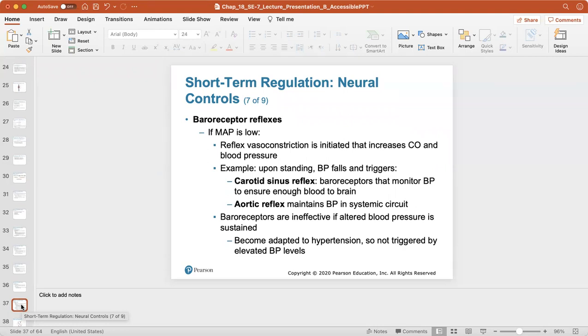So for example, when you stand up really fast, your blood pressure falls and triggers the carotid sinus reflex that ensures that enough blood gets to your brain, and also the aortic reflex that maintains the blood pressure in the systemic circulation. Baroreceptors are ineffective if altered blood pressure is sustained.